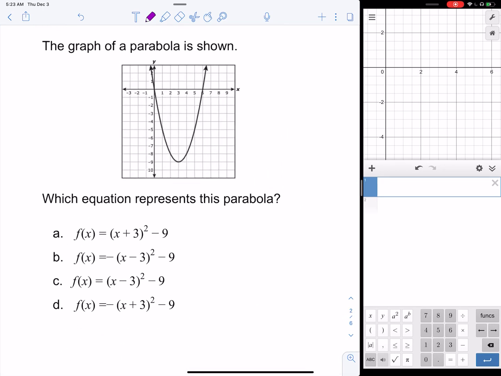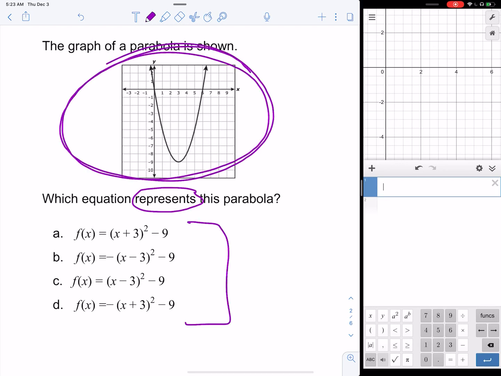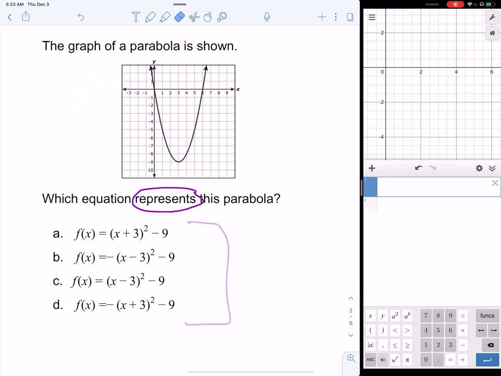So it says the graph of a parabola is shown. Which equation represents this parabola? Represents is our important word because we're seeing which of these equations shows this graph. So we're going to graph all of our answer choices and look for this graph. But the important thing we do here is we want to be able to see what the vertex is and our x-intercepts. So my vertex is the turning point. What is my vertex? Very good. (3, -9). And I have two x-intercepts at (0, 0) and (6, 0).